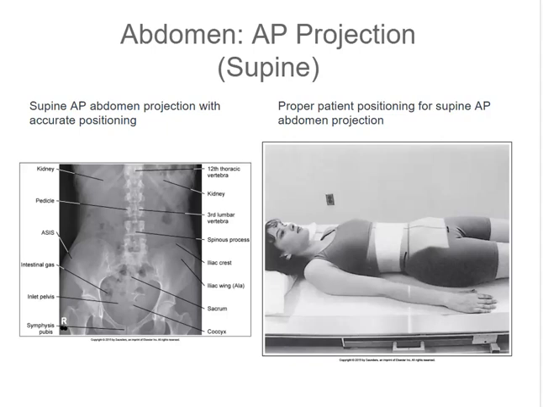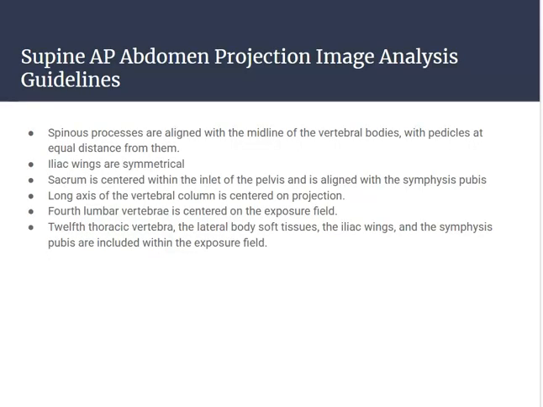The fourth lumbar vertebra should be at the center of the exposure field. The 12th thoracic vertebra, the lateral body soft tissues, the iliac wings, and the pubic symphysis are all to be included within the exposure field. The diaphragm domes should be located superior to the 9th posterior rib. Here are those image analysis guidelines for your review.